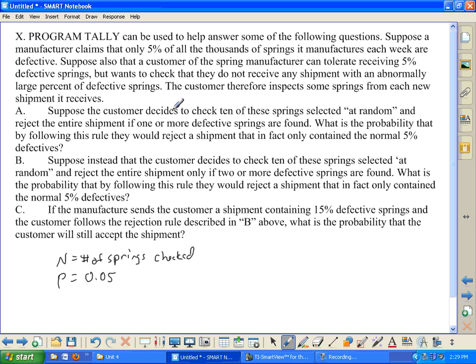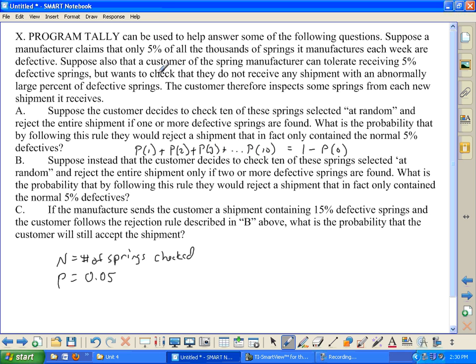the question is, what's the probability that if they check 10 springs and they said they're going to reject it if one or more defective springs are found, what is the probability that one spring is defective plus the probability that 2 springs are defective plus the probability that 3 are defective all the way up to the probability that 10 are defective? So if we had to do this by hand, we could figure out the probability that there are 0 springs defective and just subtract that from 1, which would be the same thing as this.